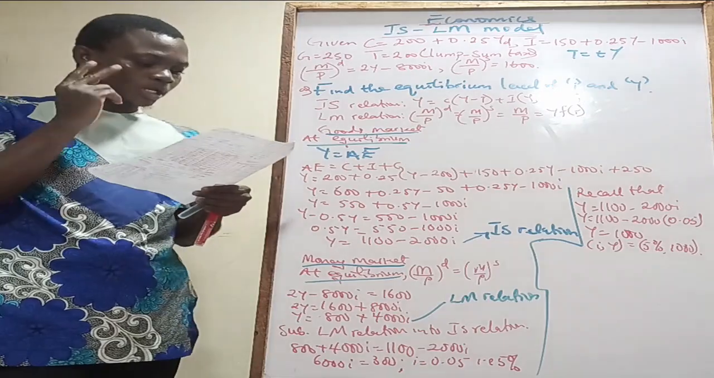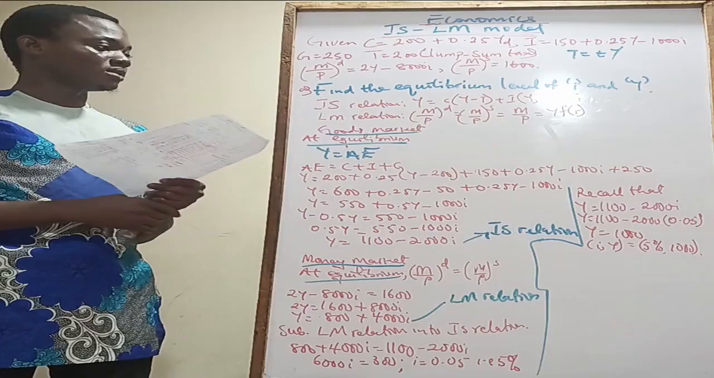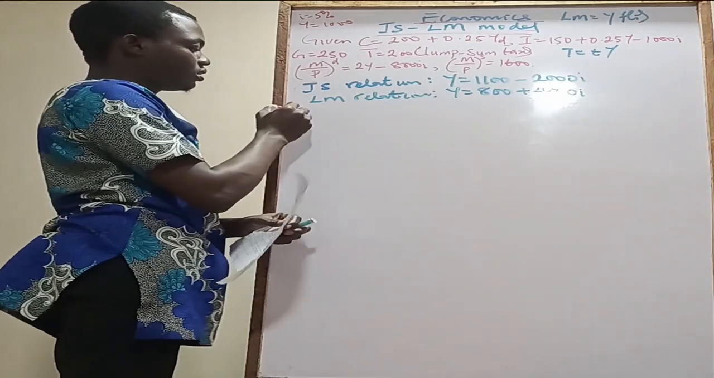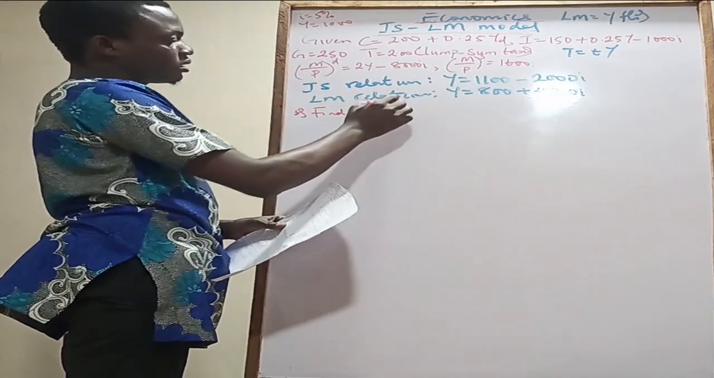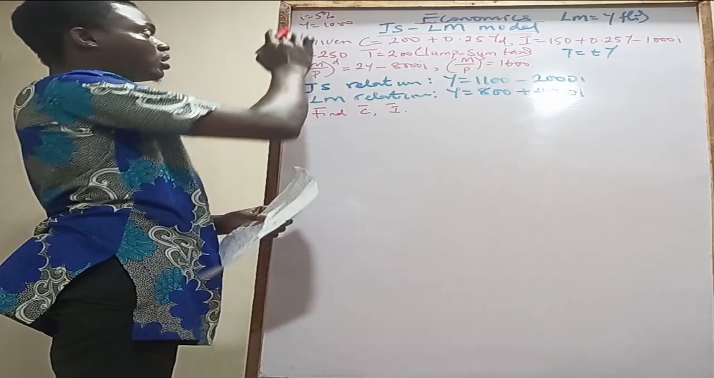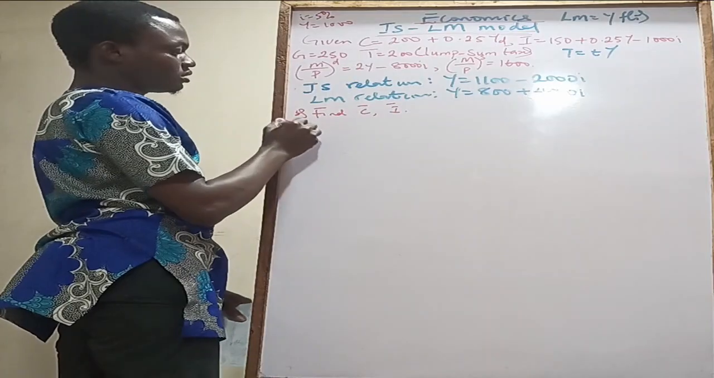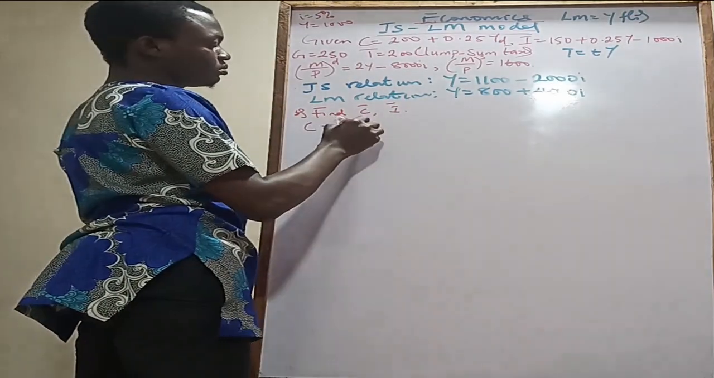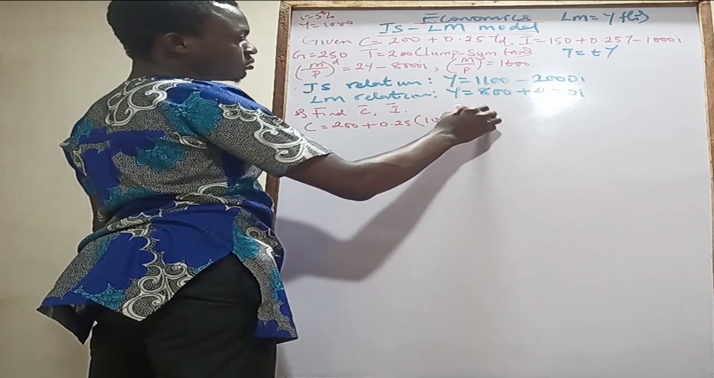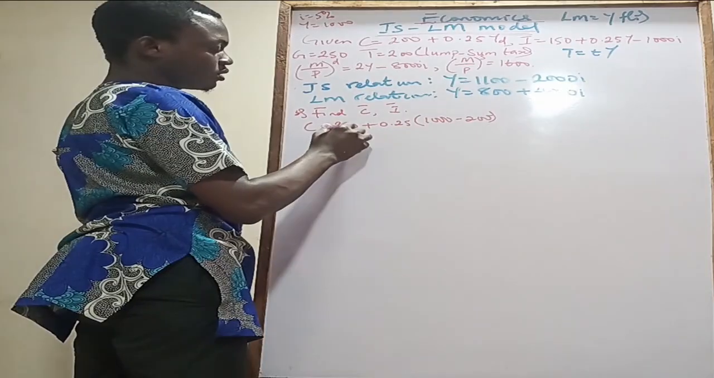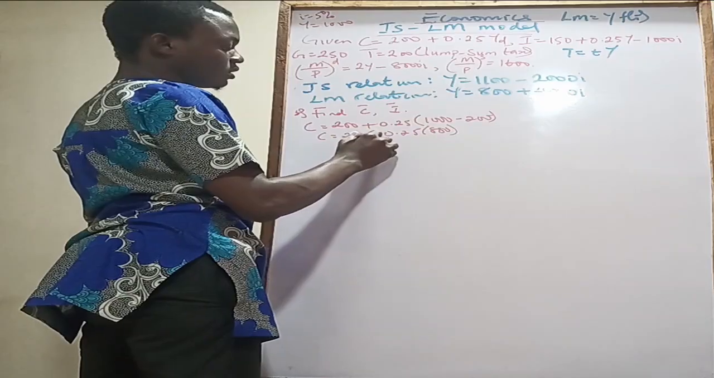So the next question is that you should solve for the values of C and I, the consumption and investment. For the second question, I told you that we have to find equilibrium consumption and equilibrium investment. So our answer i was 5% and Y was 1,000. So you have C equals 200 plus 0.25 into 1,000 minus 200. So C equals 200 plus 0.25 into bracket 800. Definitely C is equal to 400.